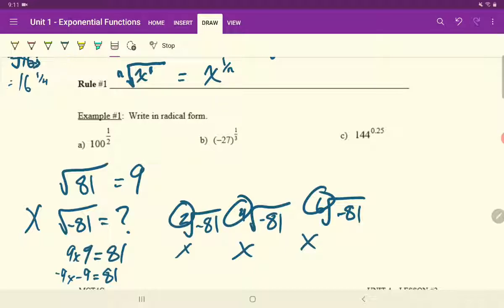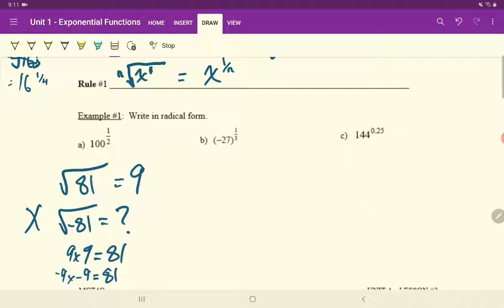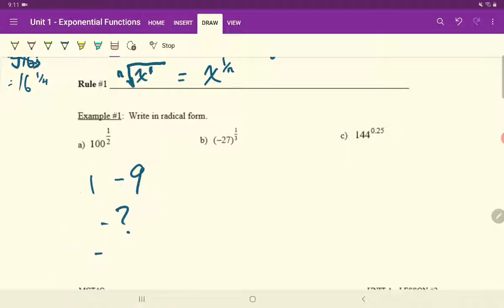But what about odd roots instead of even roots? So something like, and let me erase all this, the cubed root of negative 27. Is that possible? Can you take the cubed root of a negative number? Well, let's see. I know that I need to be working with threes here because I know 3 times itself 3 times will get me to 27.